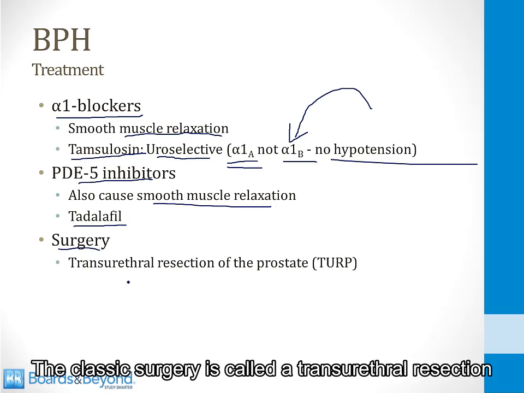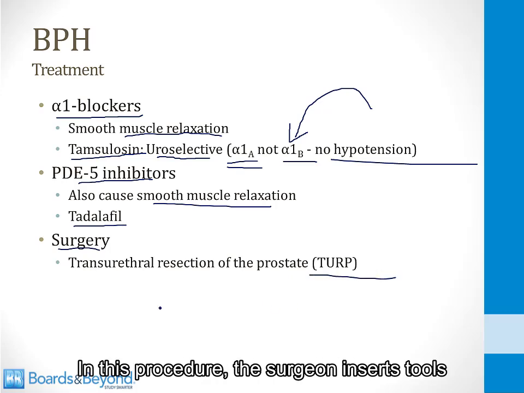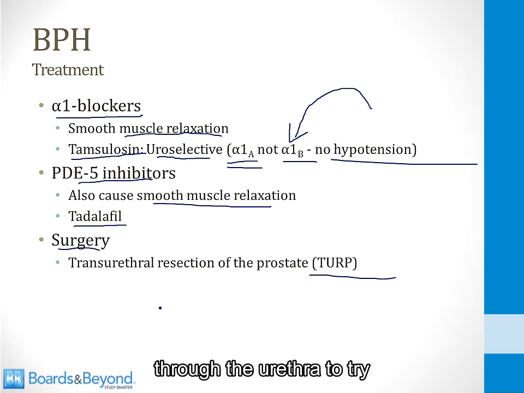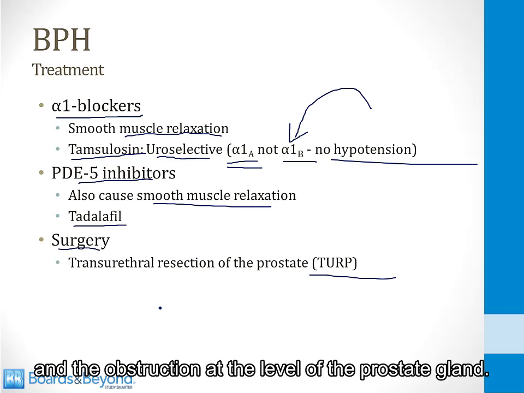The classic surgery is called a transurethral resection of the prostate, or TURP. In this procedure, the surgeon inserts tools through the urethra to try and minimize the size of the prostate and the obstruction at the level of the prostate gland.